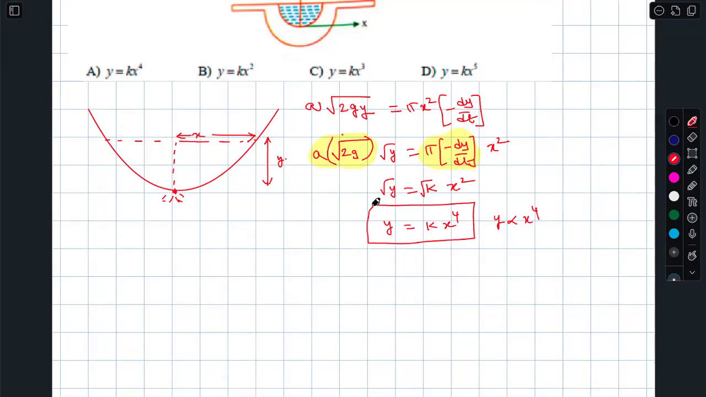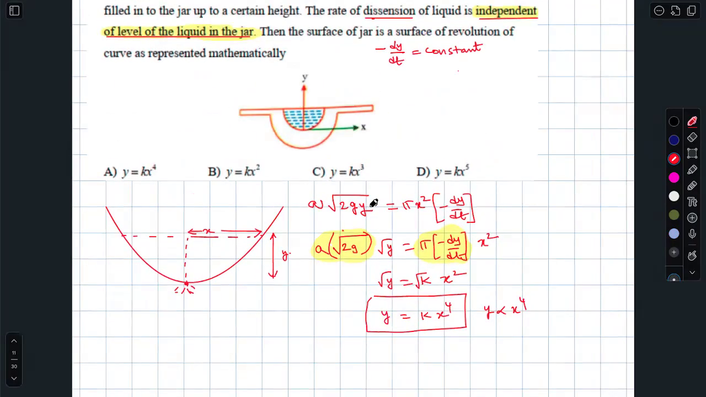Any doubts? Just one step. What is the significance of this question? Where lies the depth of this question? Yes, the strength of this question lies in assuming minus dy by dt is constant. Clear? Next question.